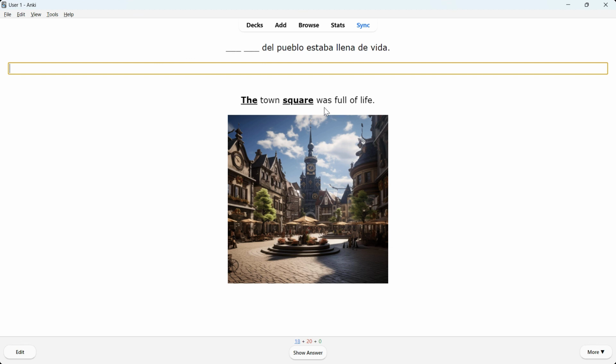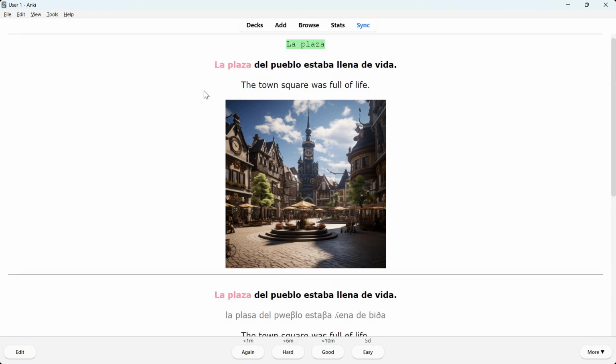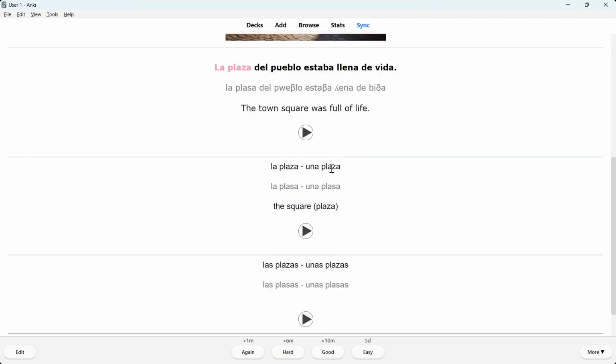But with the second card type, we have to spell the words correctly. So it's not enough that we know the answer; we actually have to spell the word. So the second card type is a spelling exercise, and this tests whether you can actually spell the word correctly. La plaza del pueblo estaba llena de vida. La plaza, una plaza. Las plazas, unas plazas.